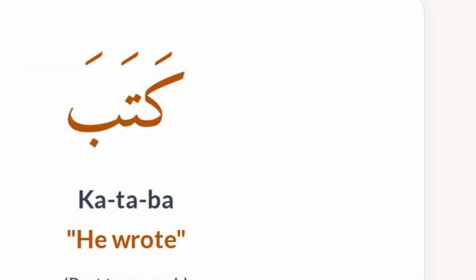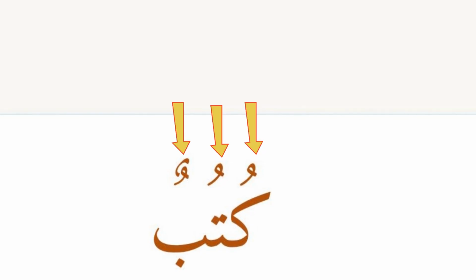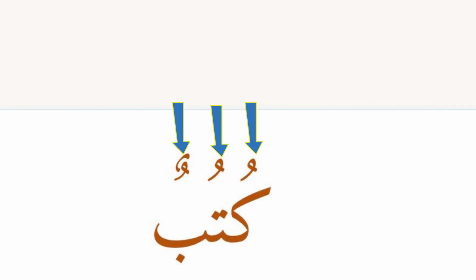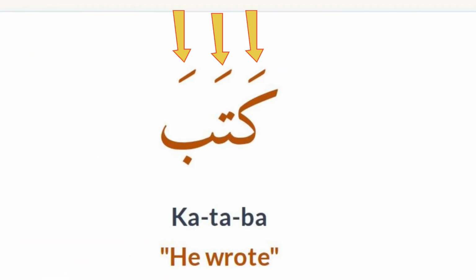Pause the video and try to read this. So as we see here, we have three dhamma on it. Okay, so it goes like this: ku, tu, bu, kutub. And we have here, it has three fatha: ka, ta, ba, kataba.